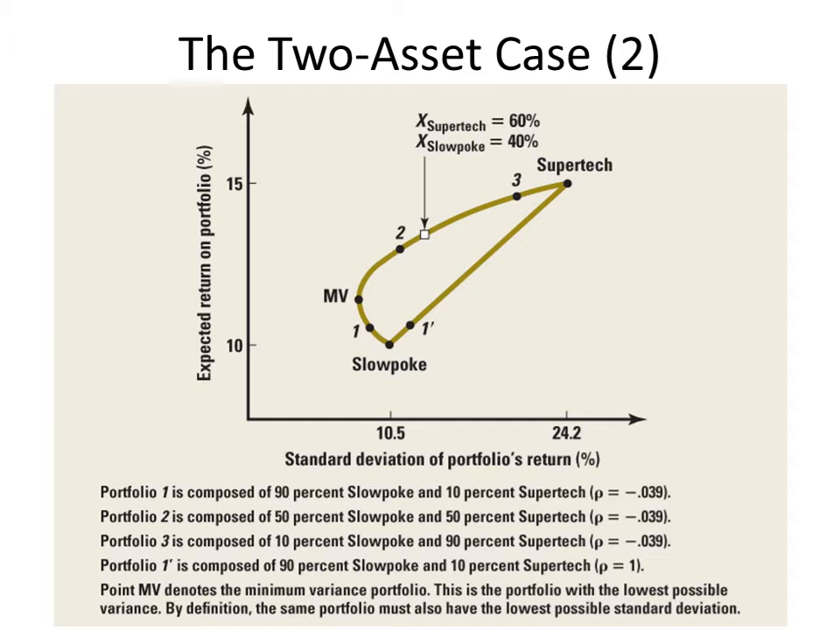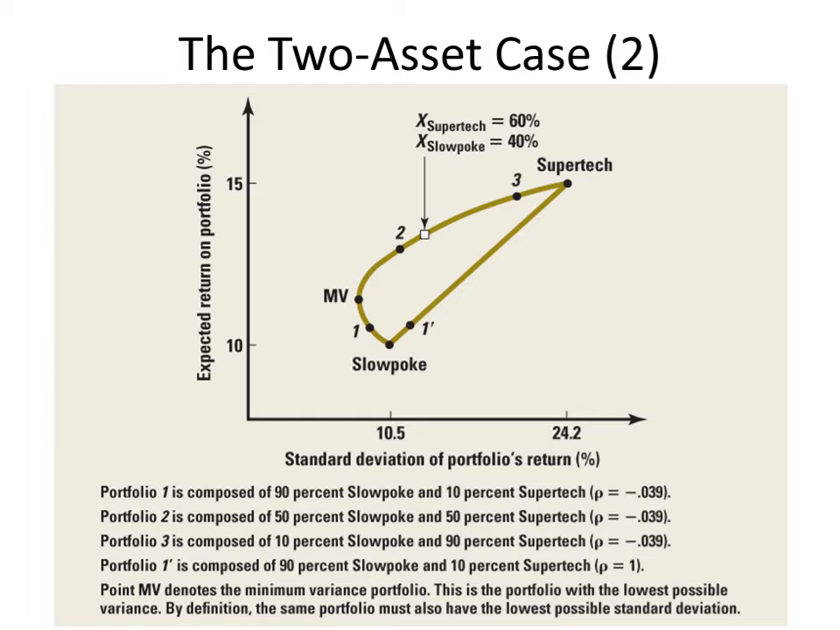Now, you may notice that this line doesn't go directly between SuperTech and Slowpoke. That's because there's less than perfect correlation between SuperTech and Slowpoke. If SuperTech and Slowpoke were perfectly correlated, there would be a direct line from Slowpoke to SuperTech. Okay, there are some interesting things to notice about this curve. First of all, MV stands for minimum variance. This is the least risky portfolio you can create out of SuperTech and Slowpoke.